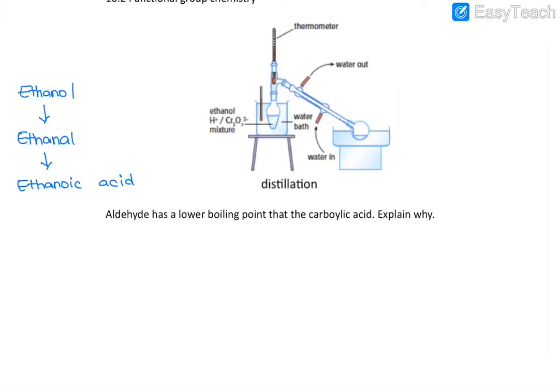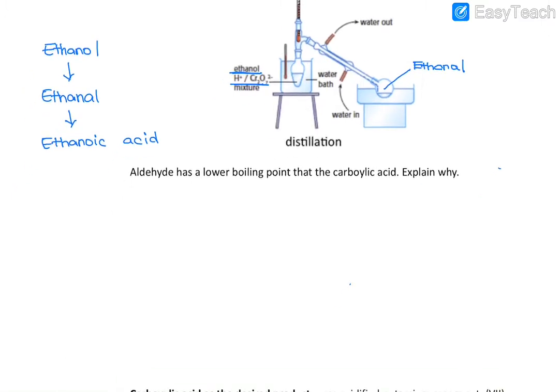So here you have the setup where you have the distillation. You have the alcohol, ethanol, with an acidified potassium dichromate(VI) mixture. Here you have the oxidation that will happen, and you have the distillation of the aldehyde. So the corresponding aldehyde is going to be collected here. The aldehyde has a lower boiling point than the carboxylic acid.